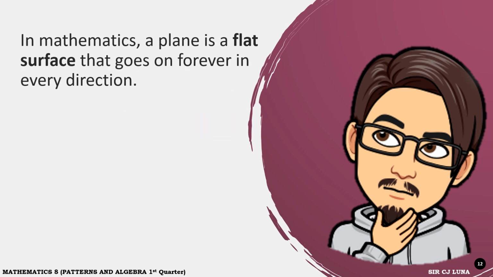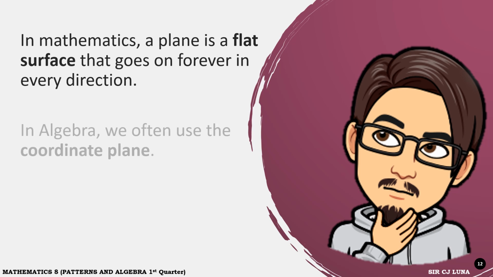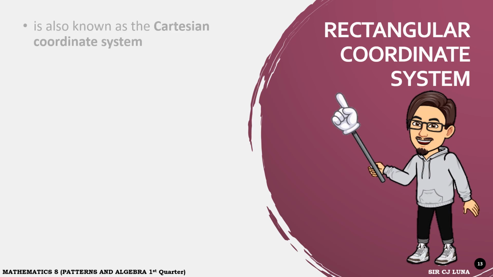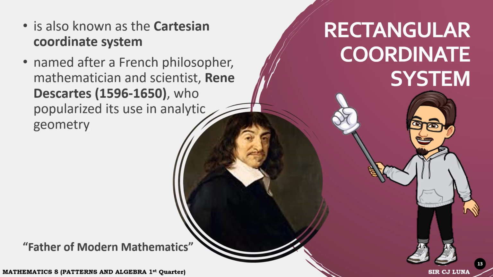In mathematics, a plane is a flat surface that goes on forever in every direction. In algebra, we often use the coordinate plane. The rectangular coordinate system is also known as the Cartesian coordinate system. It is named after a French philosopher, mathematician, and scientist, René Descartes, who popularized its use in analytic geometry. René Descartes is also known as the father of modern mathematics.